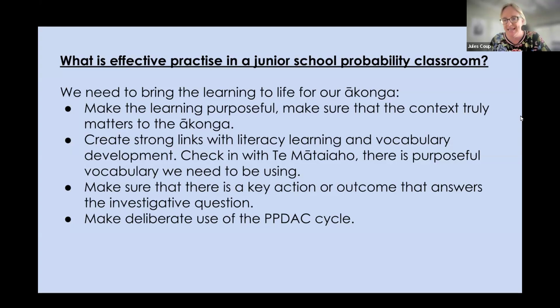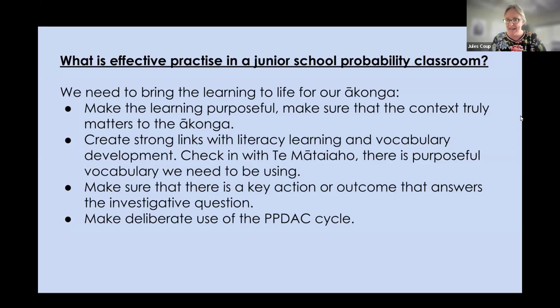We need to make sure that there's a key action or an outcome to our investigative question, just to complete that PPDAC cycle, so that there's a real feeling of going into a cycle of learning and then coming out with new knowledge and a new way of looking at the context that you've been developing as your classroom community.